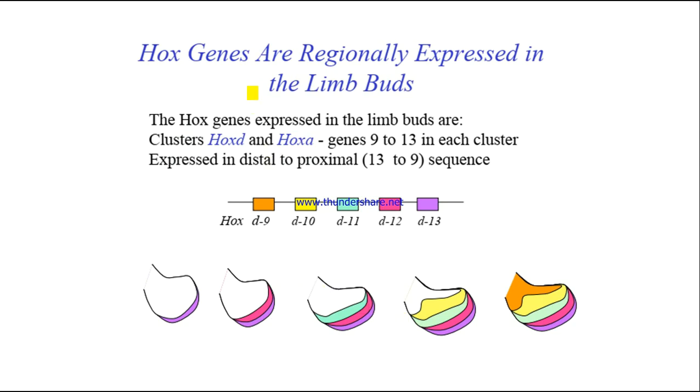So how are genes regionally expressed in the limb buds? The Hox genes expressed in the limb buds are clusters HOXD and HOXA, genes 9 to 13 in each cluster, expressed from proximal to distal, in sequence. And then we can just see here in this diagram how we have the differentiation between the different clusters.